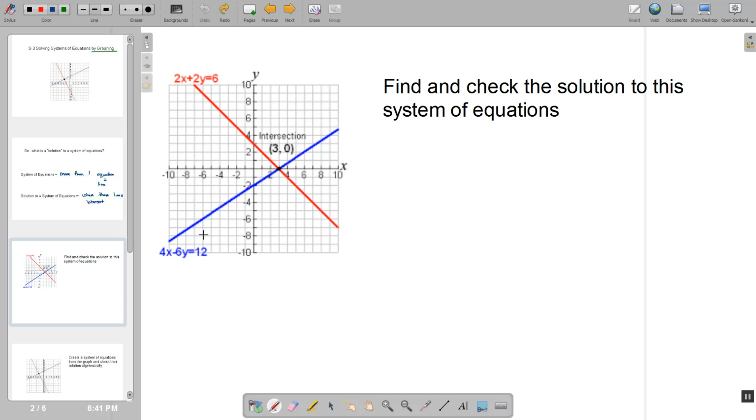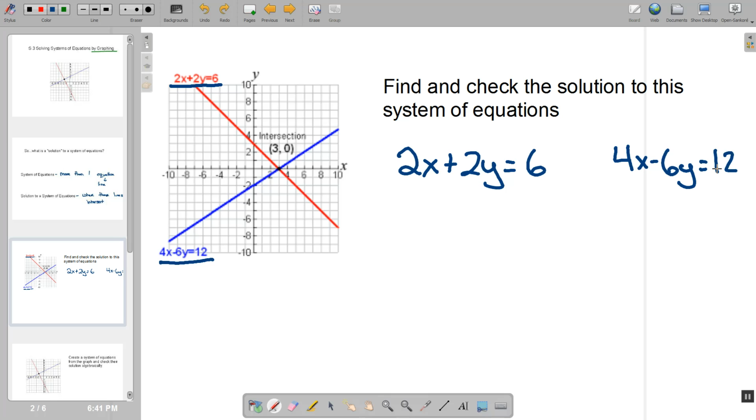And what we have here is we have 2 lines. The first line in red is 2x plus 2y equals 6. And I'm going to write that over here. And the next line over here is 4x minus 6y equals 12. And what I've done is I've given you the graph. So we're skipping the first step. And we found the point of intersection is the point (3, 0), which means this is the solution to this system of equations, where the lines intersect.